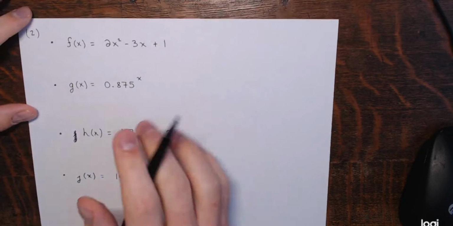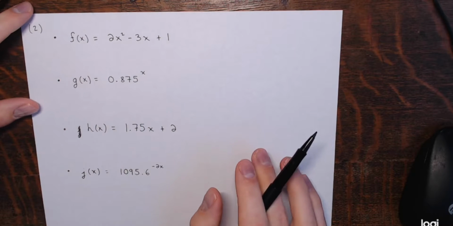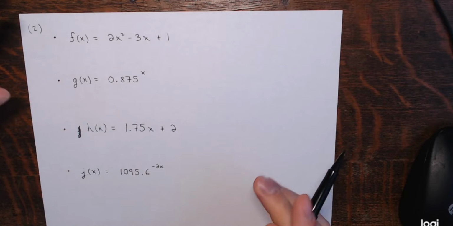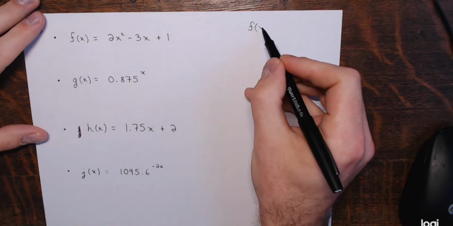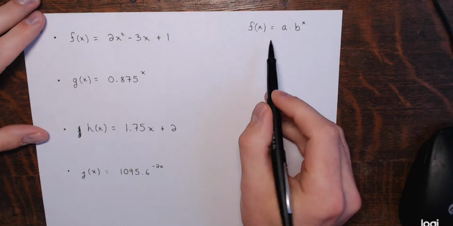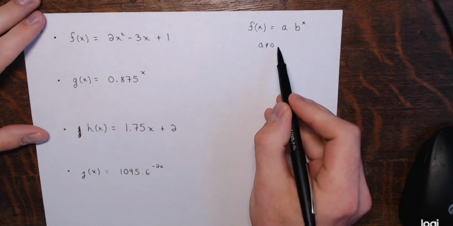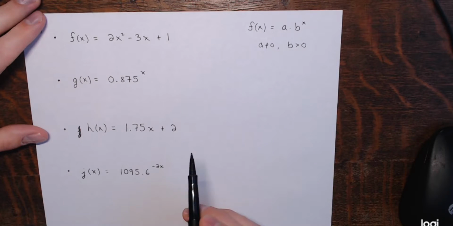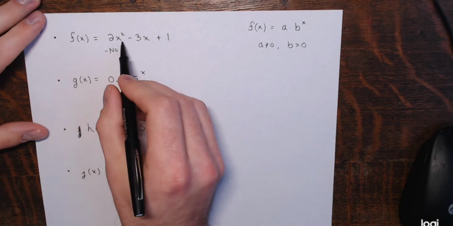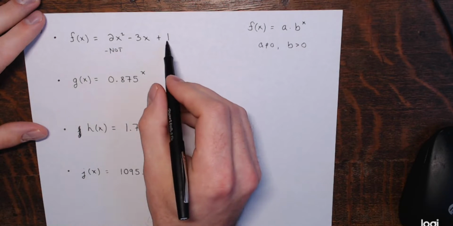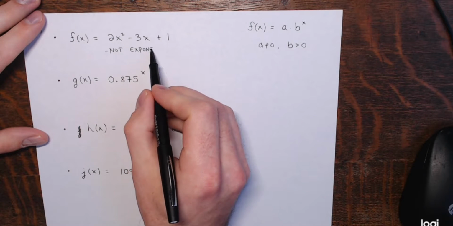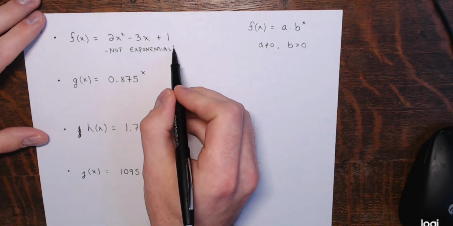So page 2, example 2, again the same thing: just identify if you have an exponential function or not. Can it be written in that form, f of x equals, or y equals, a times b to the x power, where a is not 0 and b is positive? That's all you want to see. All right, so this is not exponential. f of x equals 2x squared minus 3x plus 1. This is actually another polynomial function. All right, this is not an exponential function. I hope that is clear. Very easy, that one.